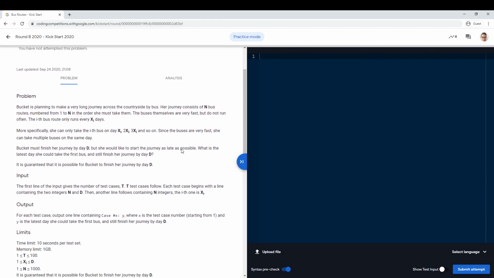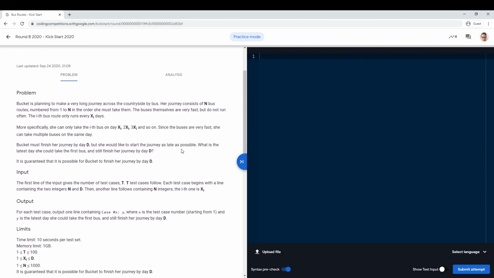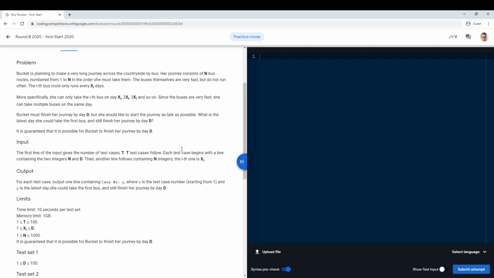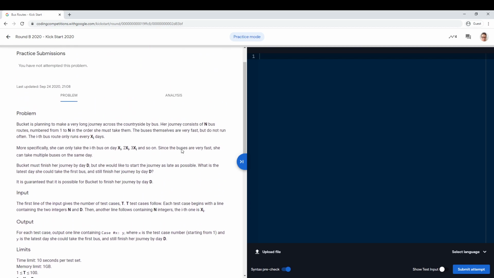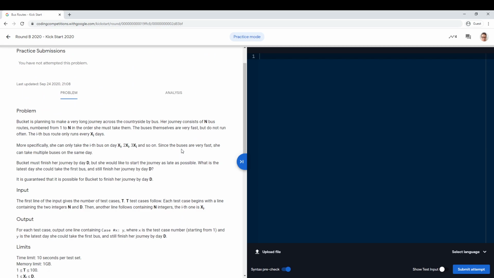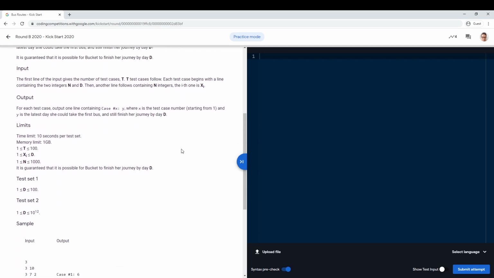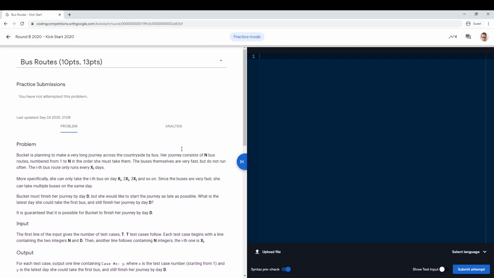Let's do problem B. Now we're traveling by bus. The bus routes only run every X days. I see, how late can you finish and still solve it? So this is probably a good problem for binary search. Right, we want the maximum number such that this Boolean condition holds true.